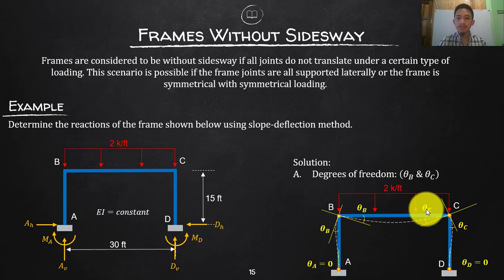Okay, so these are your degrees of freedom. Therefore, our only unknown displacements here are rotation B and rotation C, since we know that rotation A and rotation D are 0, and of course, this is a frame without sidesway, so there is no translation.